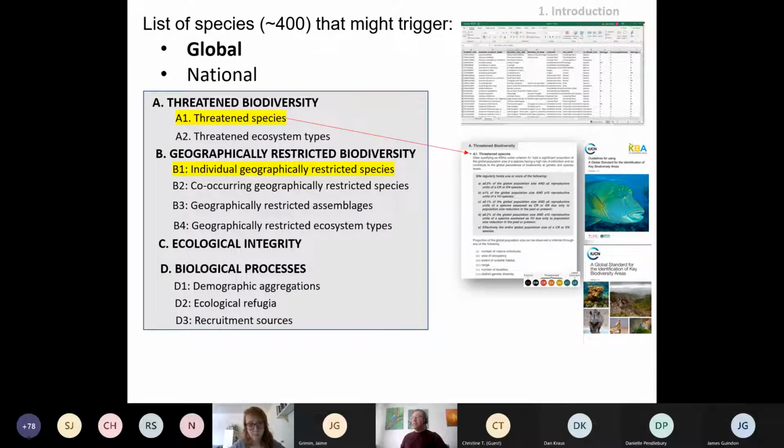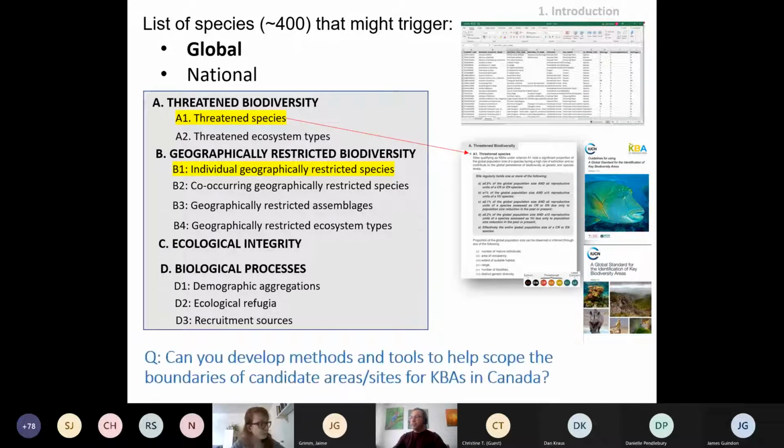And also it's a list of the species that can trigger global triggers and also national triggers. Maybe some species are not threatened at the global scale, but some species are threatened here in Canada. So we thought it important to apply this process for these two groups of species. So the general question at that point was if we can develop some methods and tools to help in this process of scoping the boundaries of candidate areas or sites for KBAs in Canada.